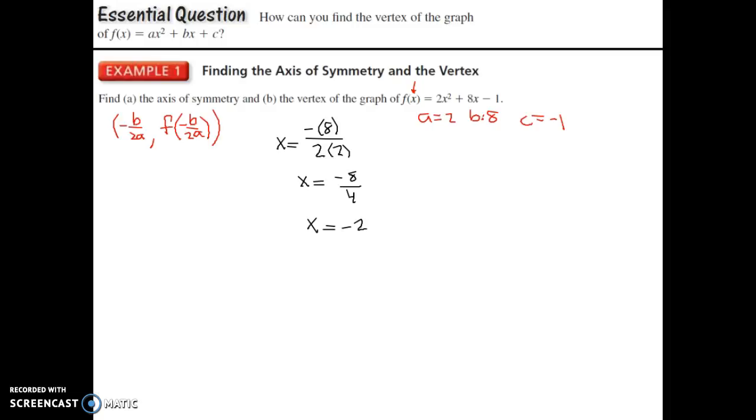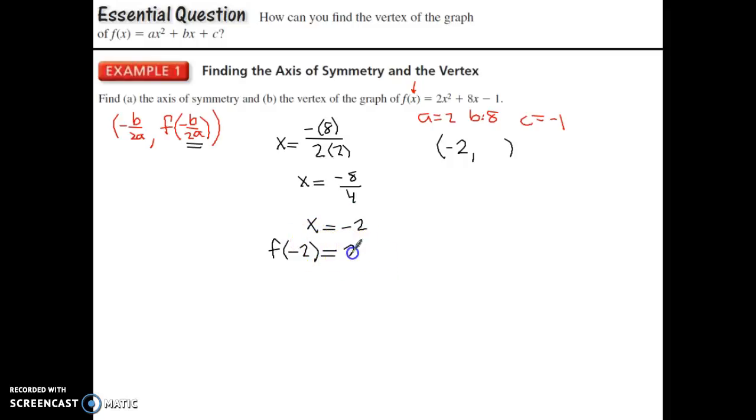So this is the x value of my vertex. The first part of my ordered pair for my vertex is negative 2, comma, something. I need to find out what that y value is, so all I'm going to do is plug it in. f of negative 2. I take the x value, plug it in to find the y value. That's what this notation is saying, it's just in terms of the b and the a. So now once I found that negative b over 2a, I plug it in for my x values.